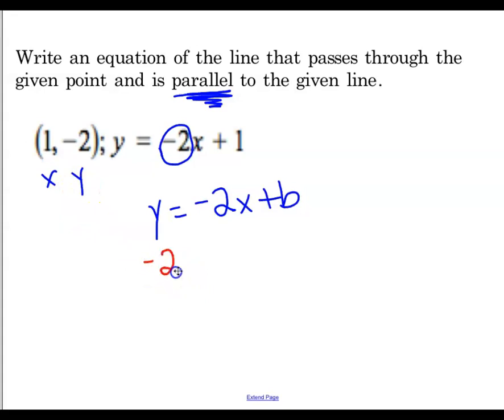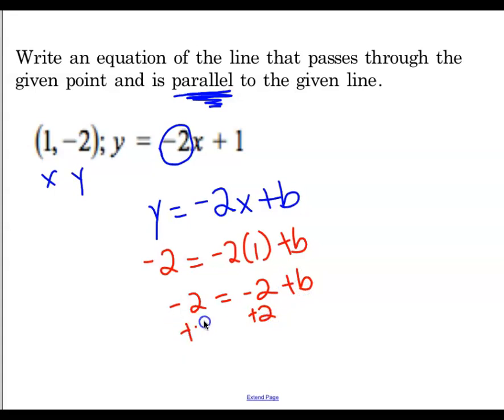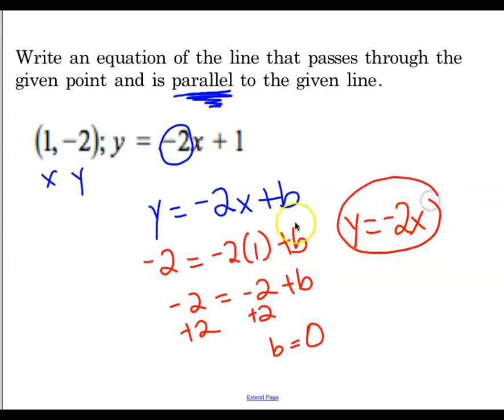So you get negative 2 equals negative 2 times 1 plus b. Negative 2 equals negative 2 plus b. I add 2 to both sides, and I get b equals 0. So a line that is parallel is just going to be y equals negative 2x, okay, because it'll go through the given point, and it's parallel because it has the same slope.